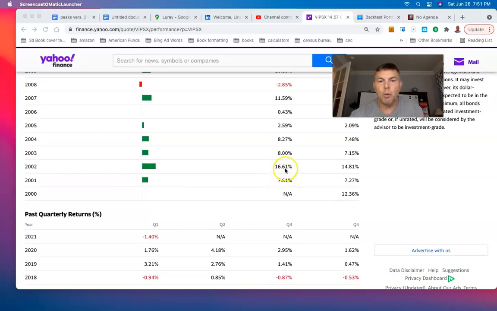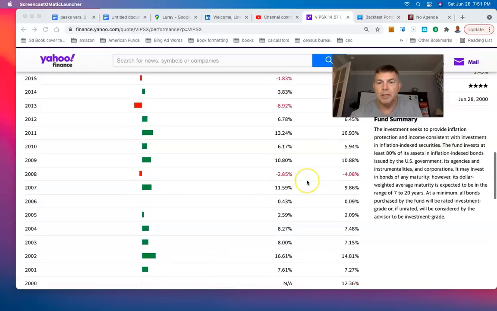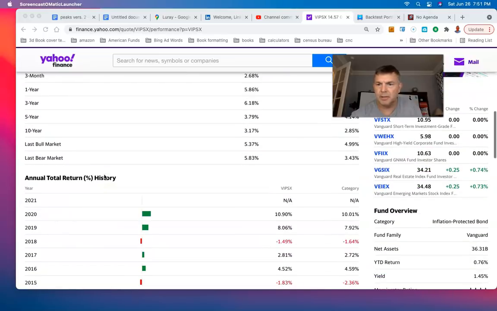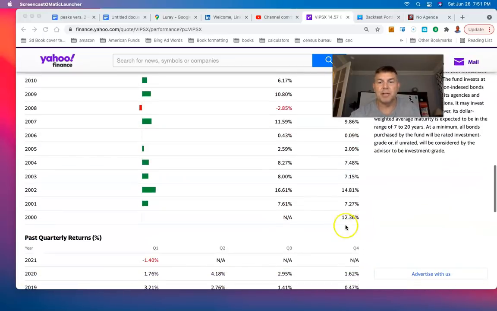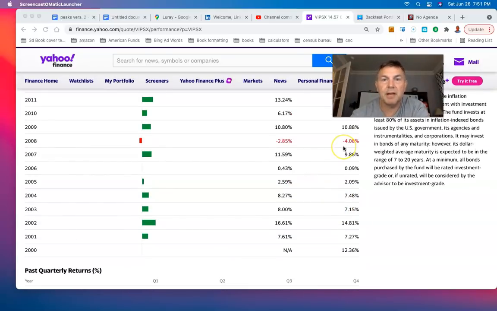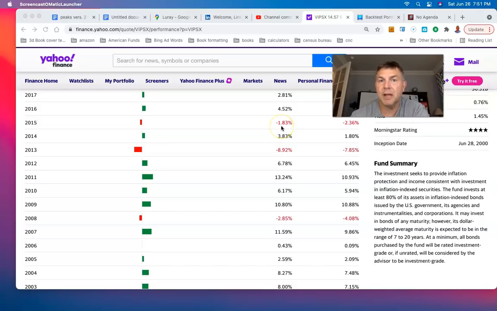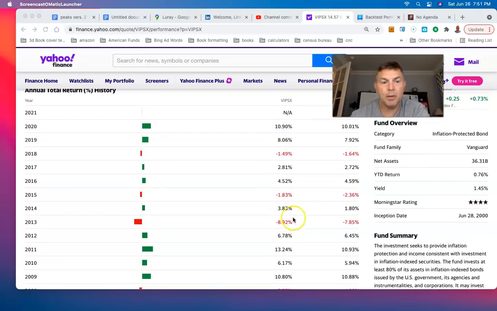2001 and 2002. So 2001, it was up 7.61. Other in this category, which is, what's the category? Category inflation protected bonds. So inflation protected bonds did great in 2000, 2001, and 2002 when the S&P 500 was getting hammered. 2008 was down 4%, or this is down 2.85. Wow, all of 2.85. Not a big deal. And then it's right back up in 2009. We had a pretty bad year in 2013, down 9%. 2015 is down 1. So the worst year we ever had was 8.9% in 2013. Not anything to sink the ship, that's for sure.